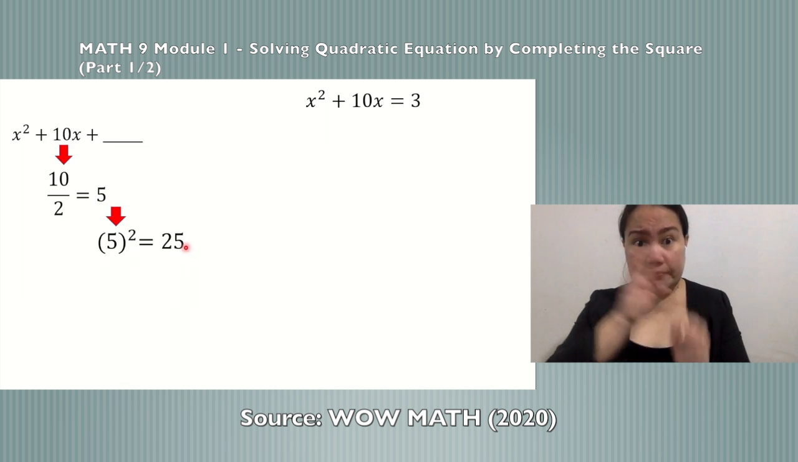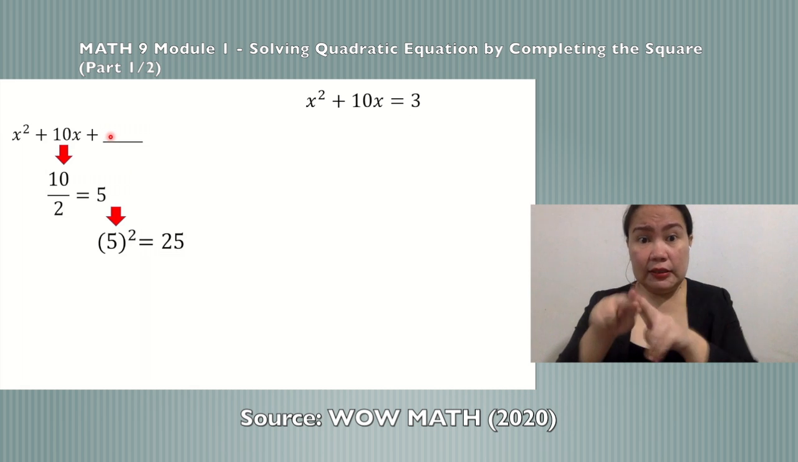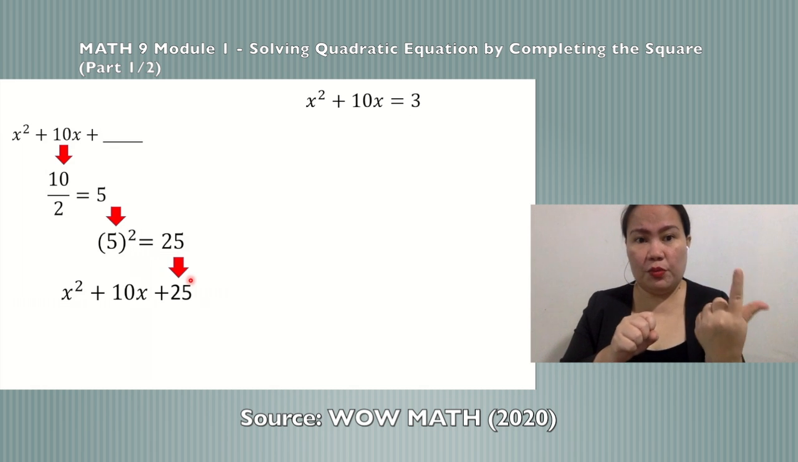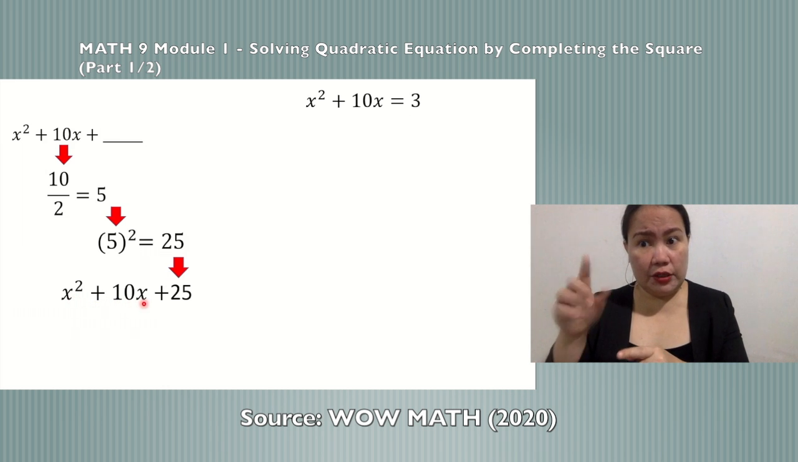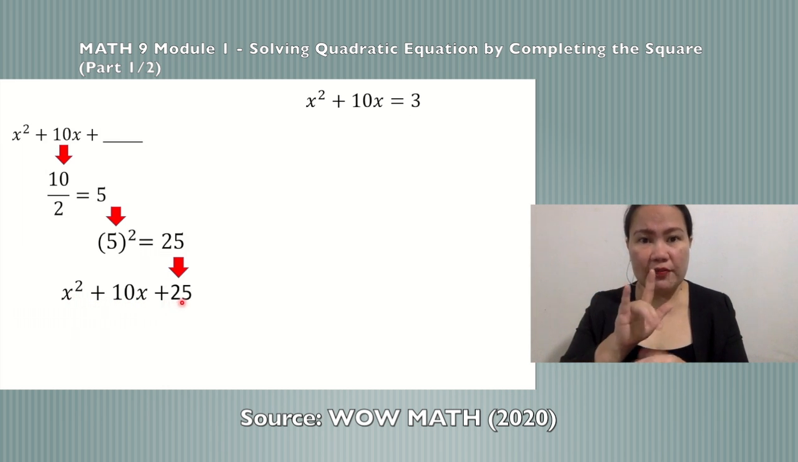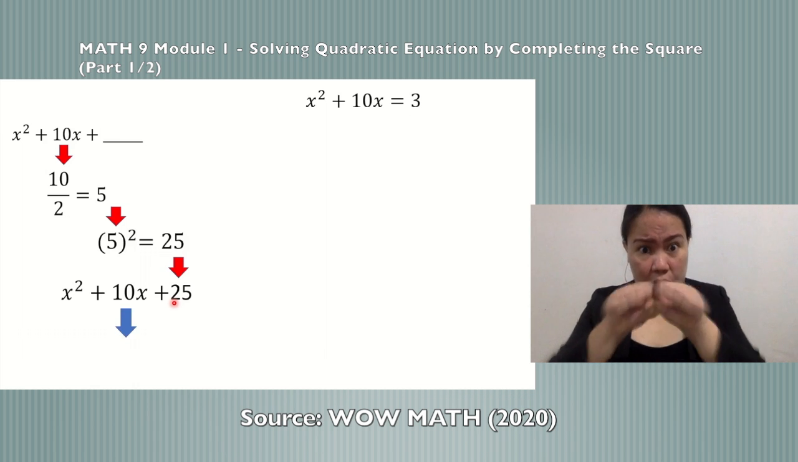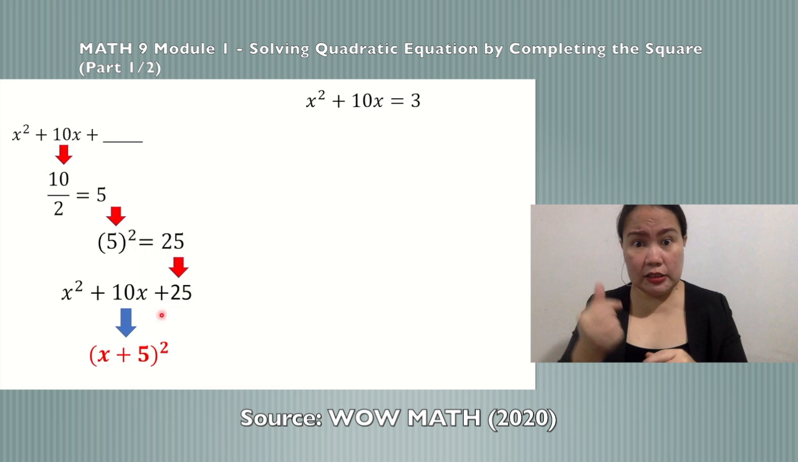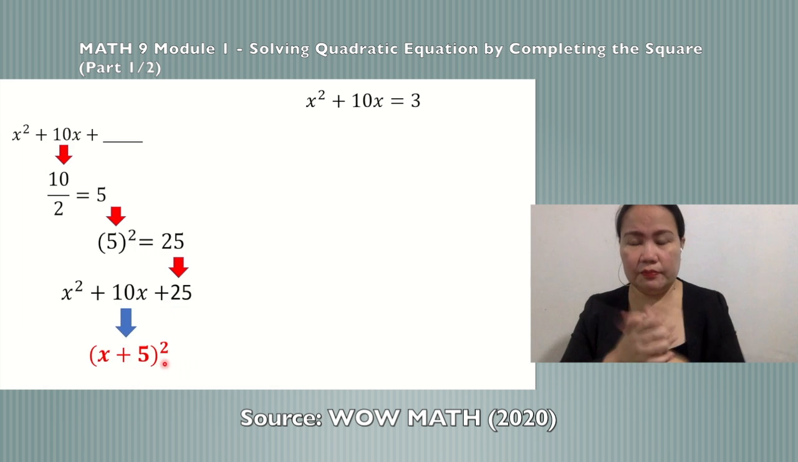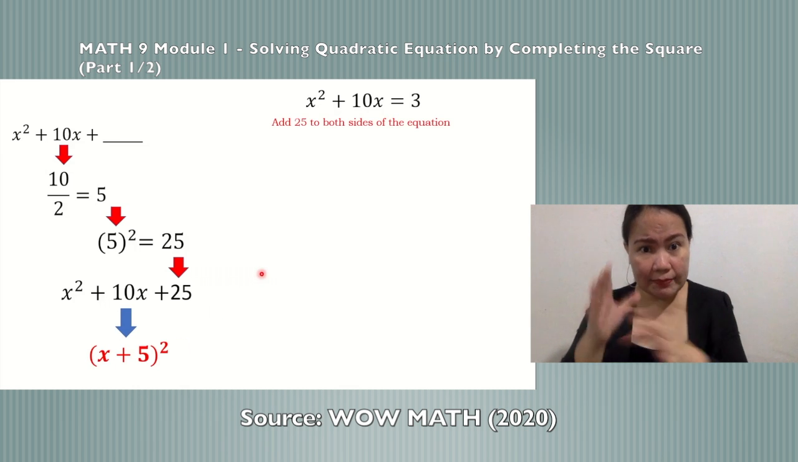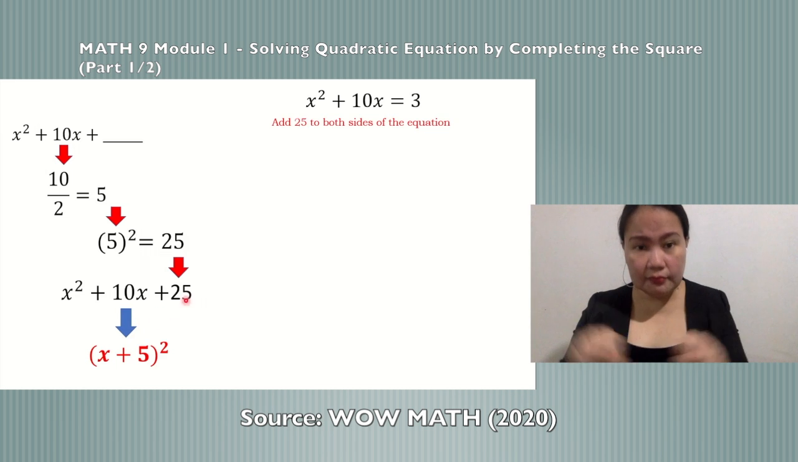So alam na natin na ang idadagdag natin dito ay 25, para siya maging perfect squared trinomial. So yung expression natin ay x squared plus 10x plus 25. So, ito ngayon ay perfect square trinomial na. So, kapag kinuha natin yung square of binomial, that is x plus 5 squared. Okay. After natin makuha yung perfect squared trinomial, no?